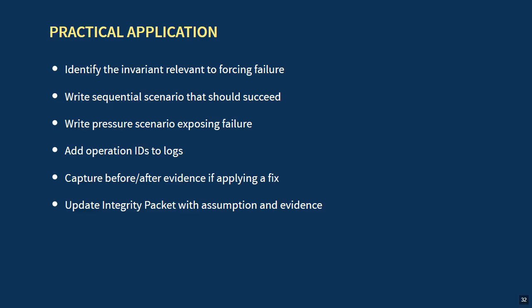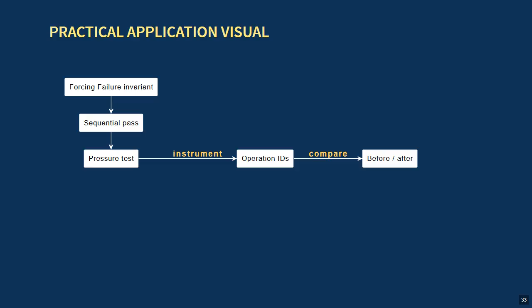As a practical exercise, I encourage you to identify the invariant that will be most relevant in forcing failure for your project. Draft sequential scenarios that show expected success, alongside pressure scenarios that could expose potential weaknesses. And we should log everything with IDs? Exactly. Make sure to incorporate operation IDs in your logs to capture structured evidence. This practical application diagram shows the workflow students should follow. Name the invariant, run a sequential case, add pressure, instrument the behavior, and compare the before and after evidence.